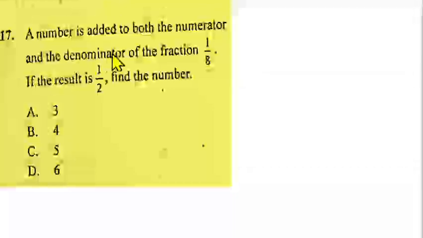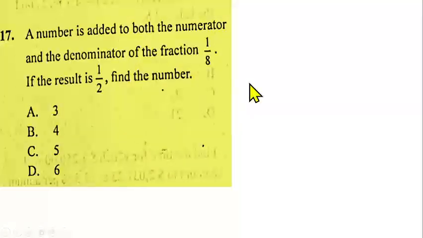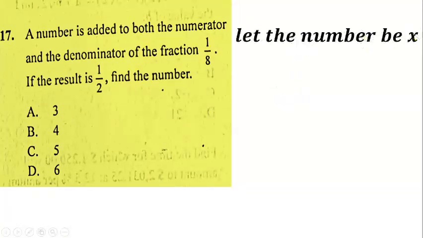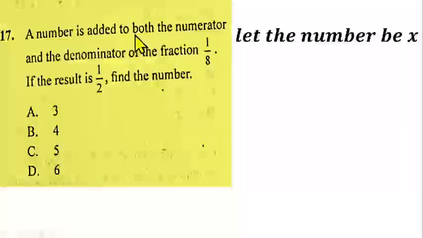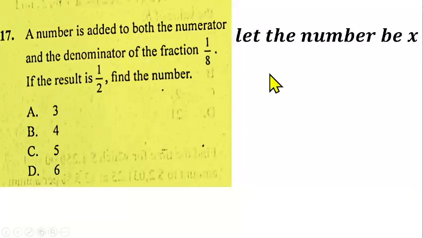Question number 17 is from the word problem leading to fractions. A number is added to both the numerator and the denominator of a fraction 1/8. So let the number that is added be x, and the result is 1 over 2. But it's not just added to the fraction, it's added to both the numerator and the denominator. The numerator is 1, the denominator is 8. So if x is added to 1 and 8, what do you have? You have 1 plus x over 8 plus x equals 1 over 2.